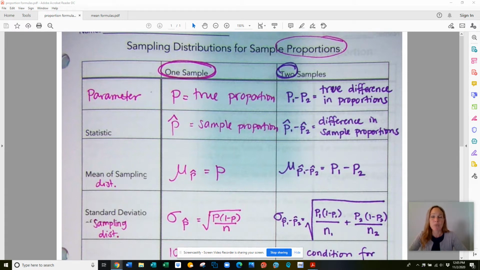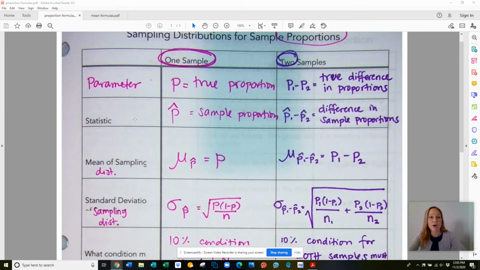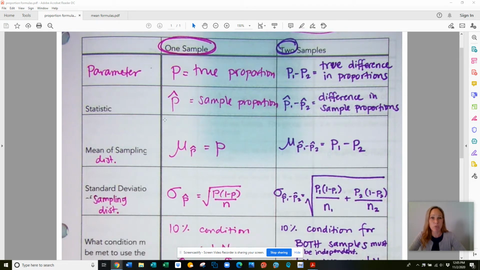So if we are looking at problems that involve a proportion, we're going to look at this first column first, if we're just dealing with one sample. So our population parameter is going to be P, which is the true proportion. Our statistic, we're going to use p hat, which represents the sample proportion.